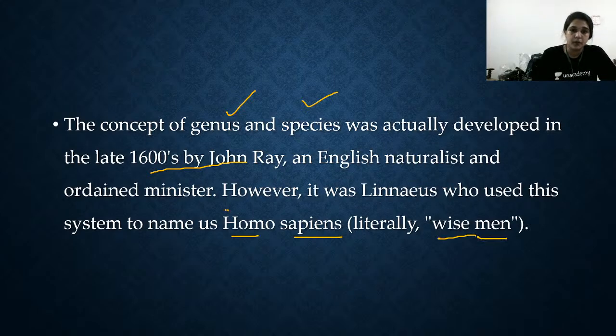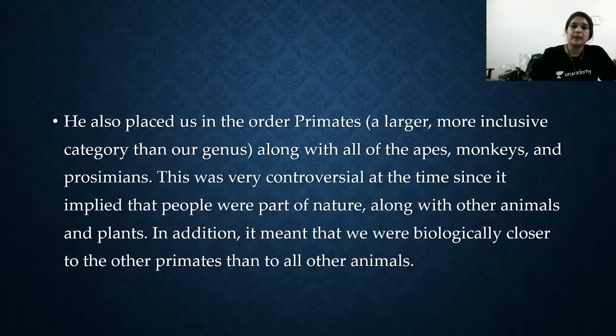What is the meaning of Homo sapiens? The present-day man, Homo sapiens. The meaning is wise men. So who termed that? It was Linnaeus. Clear? He also placed us in the order primates.